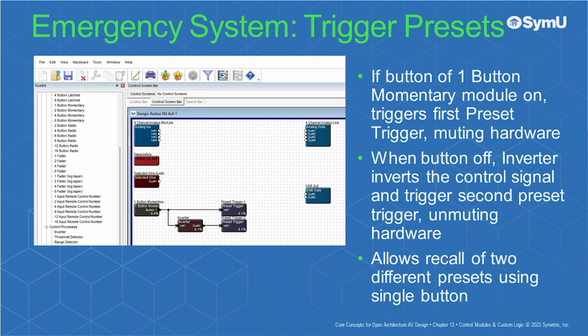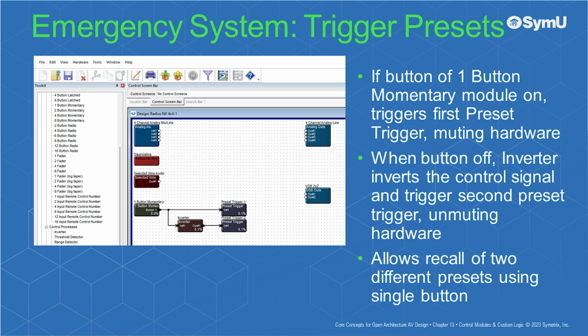When the button of the one-button momentary module is on, it sends 100% signal to preset trigger 1, muting all hardware. It also sends 100% signal to the inverter, which in turn converts that to 0% output. When the button is off, the inverter converts the input of 0% control signal to 100% and triggers the second preset, unmuting all hardware. This allows recall of two different presets using a single button.